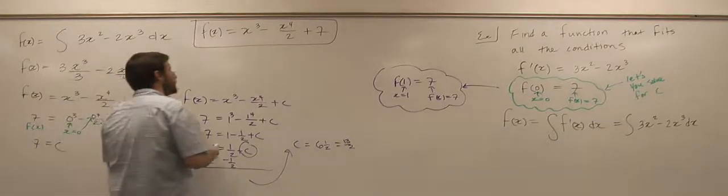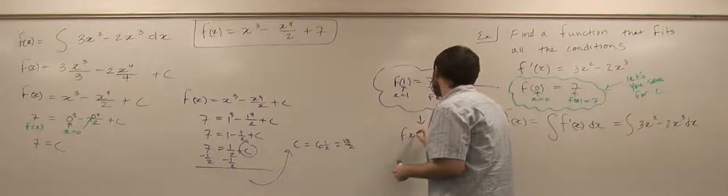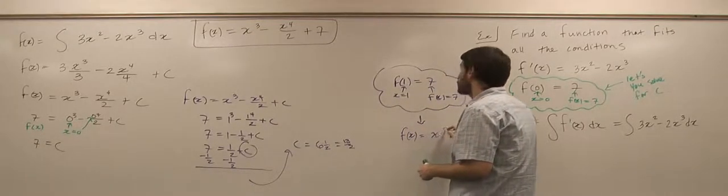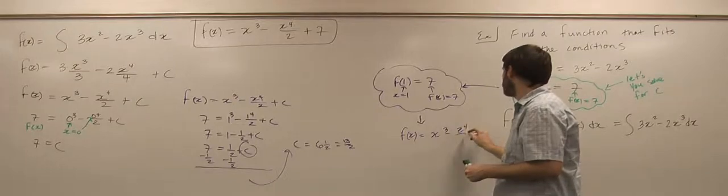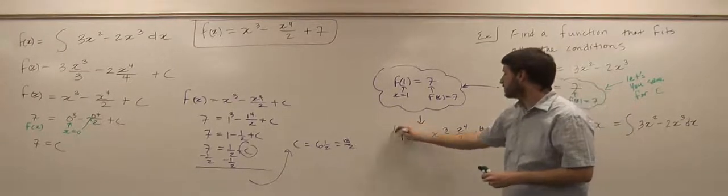So in this case, you would end up with f of x equals x cubed minus x to the 4th over 2 still, but then you'd have to put plus 13 halves instead of 7.